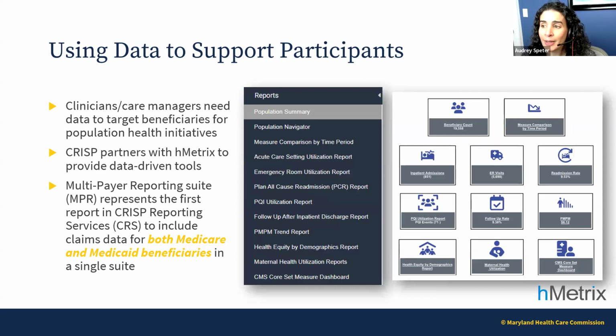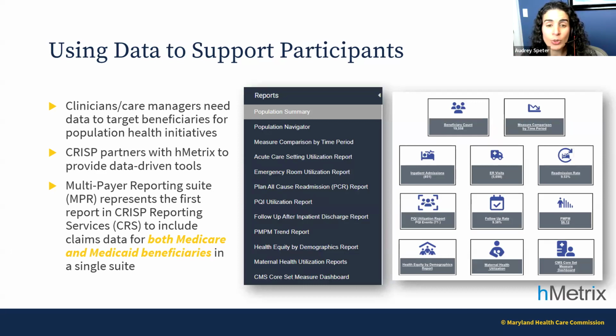And one tool I want to highlight briefly for you today is the newest suite to be added into the repertoire, which is the multi-payer reporting suite. This is the first reporting suite within CRS that includes more than one data source, more than one payer source at one time. So this reporting suite includes both Medicare and Medicaid beneficiaries. It's an administrative claims data set. So it's taking the Medicare claims and the Medicaid claims, putting them together and presenting them within a single reporting suite.